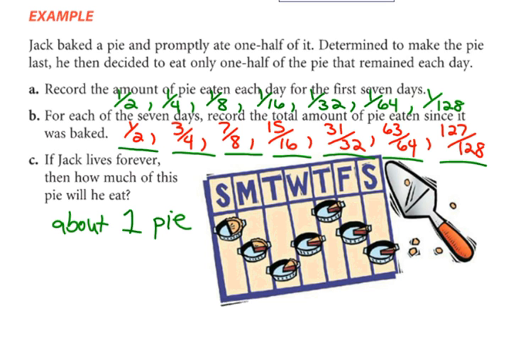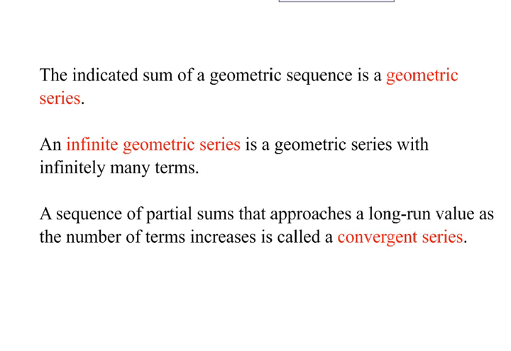And that takes us to some definitions here. The indicated sum of a geometric sequence is a geometric series. An infinite geometric series is a geometric series with infinitely many terms. A sequence of partial sums that approaches a long-run value as the number of terms increases is called a convergent series.